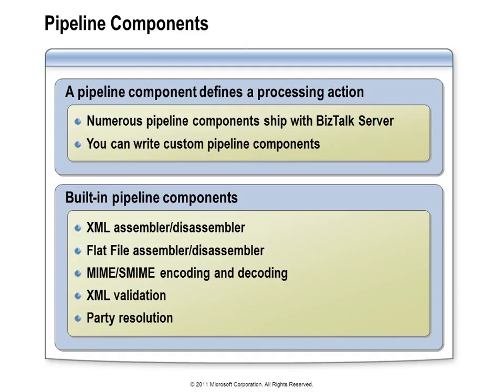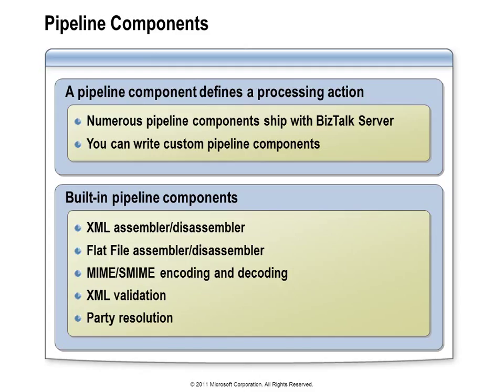When a property is promoted in a schema, an XML annotation is added to describe that promotion, and that annotation includes an XPath statement that indicates how to find the field within the XML to extract the value that needs to be promoted. So the XML disassembler will read that XPath statement, and it will watch for that node to pass by, and when it sees it, it will read that value and write that to the message context.